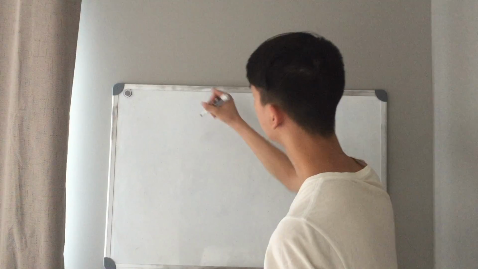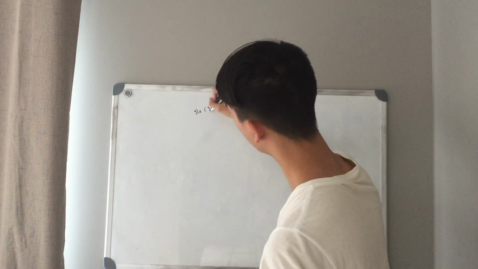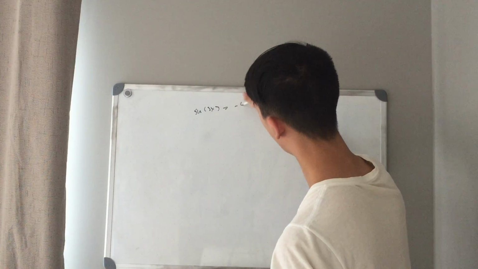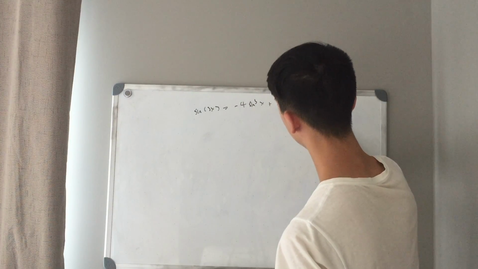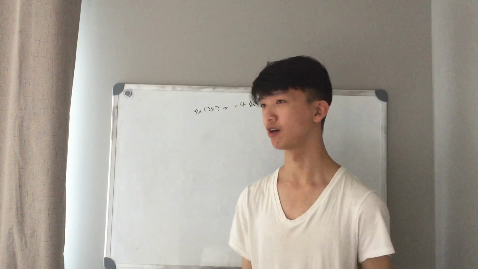I'm going to prove the triple angle identity using DeMoivre's. The triple angle identity states that the sine of 3x is equal to negative 4 sine cubed x plus 3 sine x. So I'm going to prove this now using DeMoivre's.